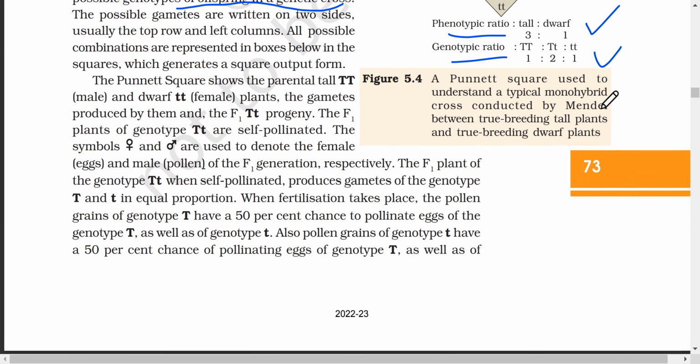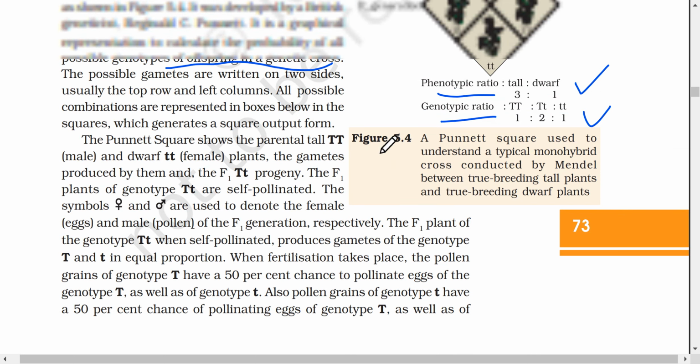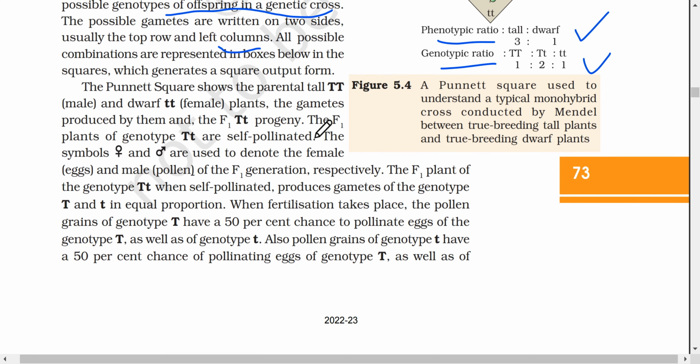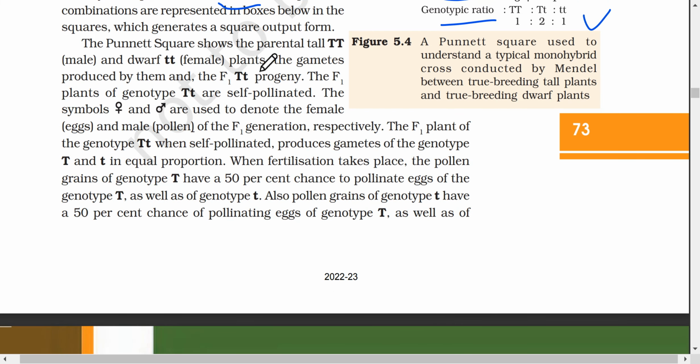Fine. A Punnett square used to understand typical monohybrid cross conducted by Mendel. Moving on, we have all possible combinations. Possible gametes are written on upper and left column. Possible combinations are represented in boxes below in the squares, which generates a square output form. Punnett square shows the parental tall, male and dwarf, female plants. The male produced by them will do this progeny. हमने diagrammatically already समझा. F1 plants of genotype this are self-pollinated.